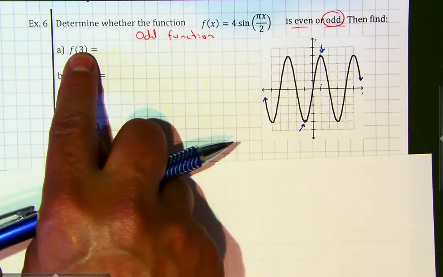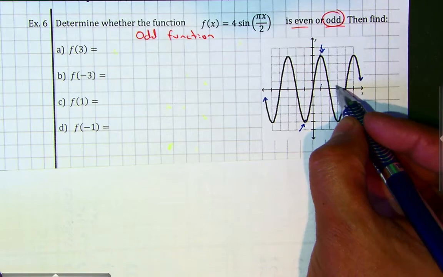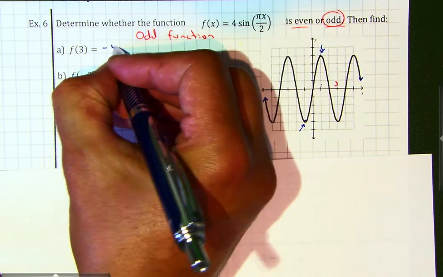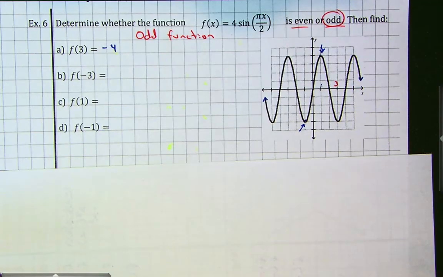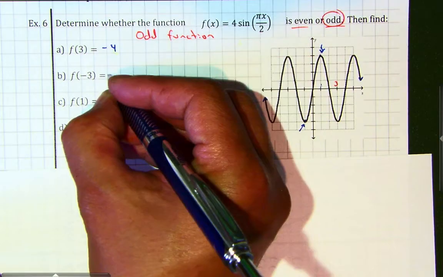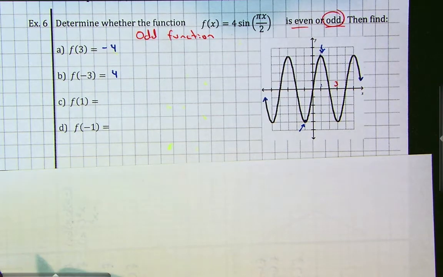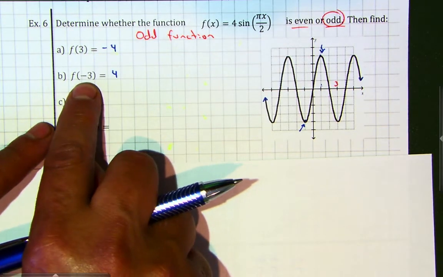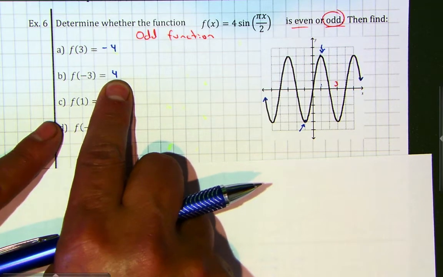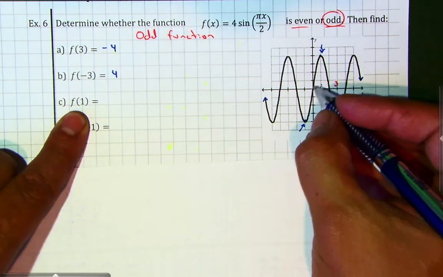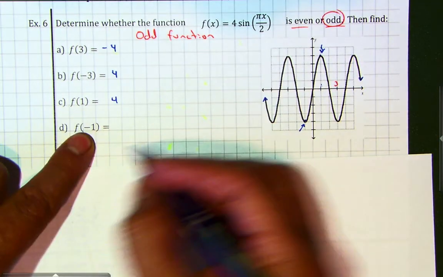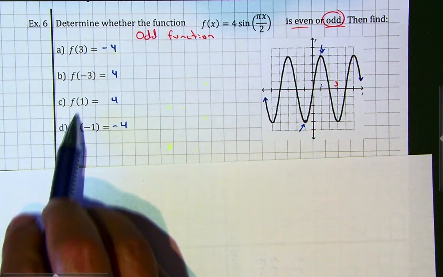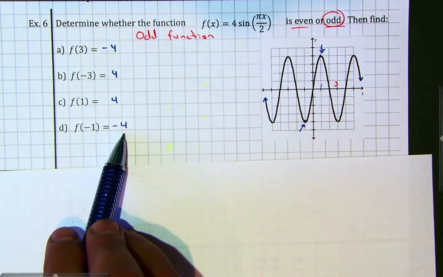So what's f of 3? F of 3, 1, 2, 3. You plug in 3, you end up with negative 4. F of negative 3, positive 4. So that's what an odd function is. If you plug in a 3, you get negative 4. But if you plug in a negative 3, you get the opposite. Plug in a 1 gives you 4. Plug in a negative 1 gives you negative 4. That is what an odd function does. If you plug in the opposite, it gives you the opposite as well.